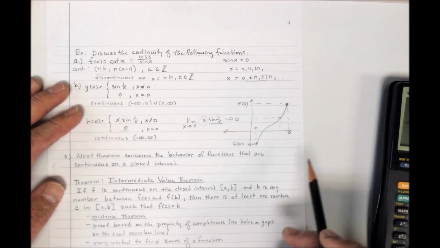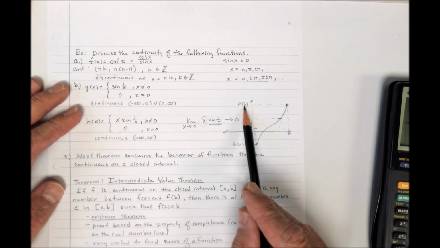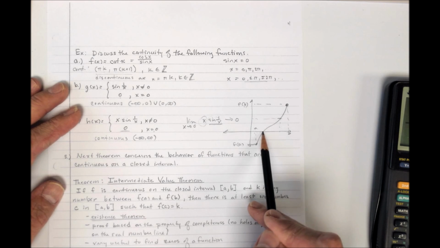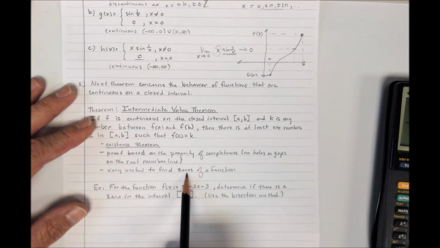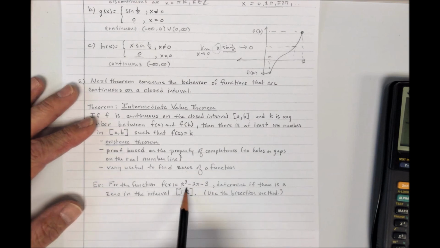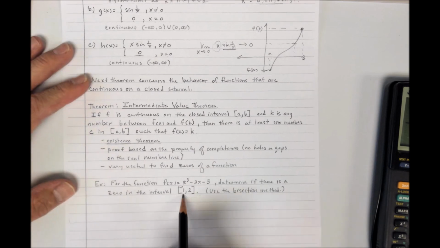And what's really nice is, look, it crosses the x-axis. So I know that I have a 0. If this is negative and this is positive, I know I'm going to have a 0 in between because 0 is one of the numbers in between a negative number and a positive number. So that's why I said it's very useful for finding the zeros of a function. So let's say it says for the function f of x equals x to the third minus 2x minus 3, determine if there's a 0 in the interval from positive 1 to 2.